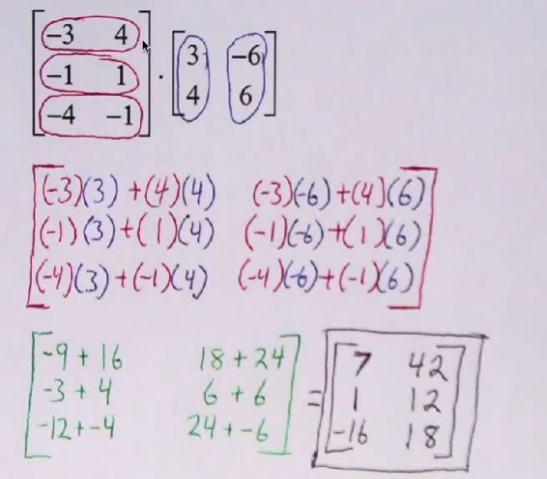You multiply a row by a column. And you start with the first one's row and the second one's column. And then you add two values. So let me show you how it works.